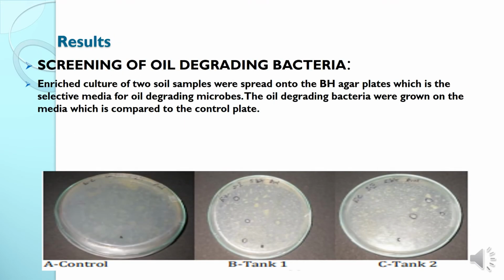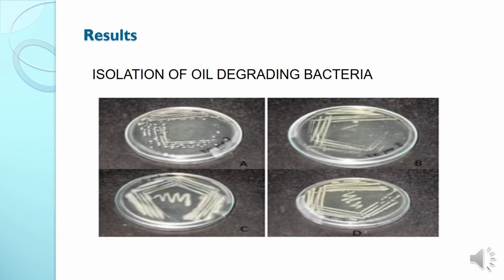Screening of oil degrading bacteria. Enriched cultures of 2 soil samples were spread on the Bushnell Haas agar plate, which is the selective media for the oil degrading microbes. The oil degrading bacteria were grown on the media, compared to the control plate. Isolation of oil degrading bacteria. Here we isolate oil degrading bacteria.